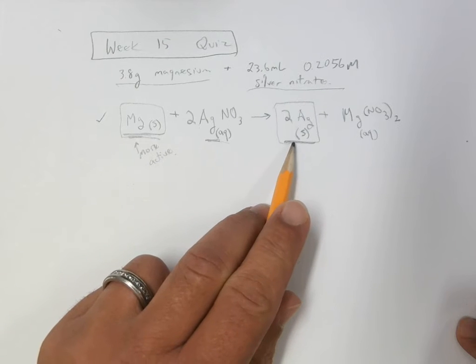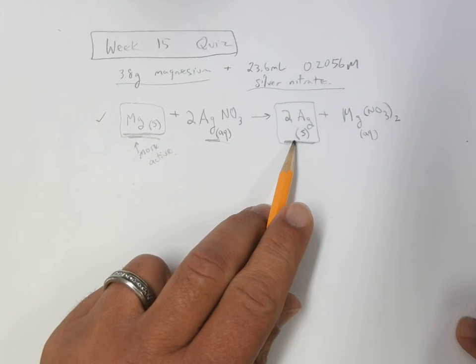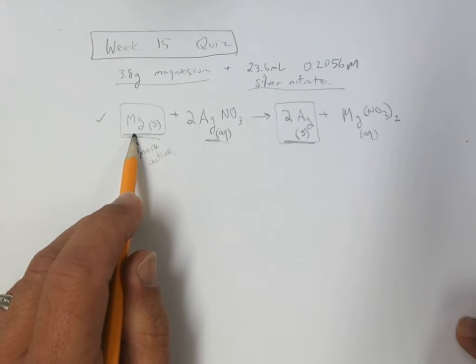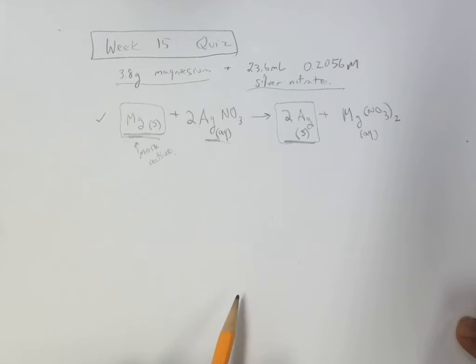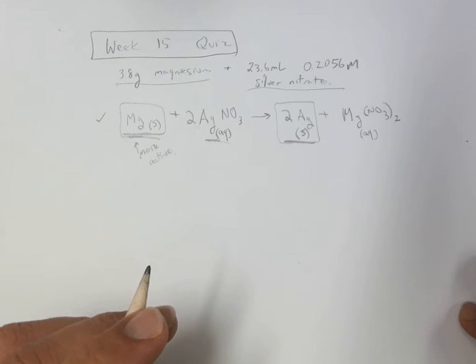If you wanted pure silver, it would be wise of you to add in less magnesium so there's none of this left over. But it looks like somebody threw in a big honking 3.8 gram piece. How many moles is that?